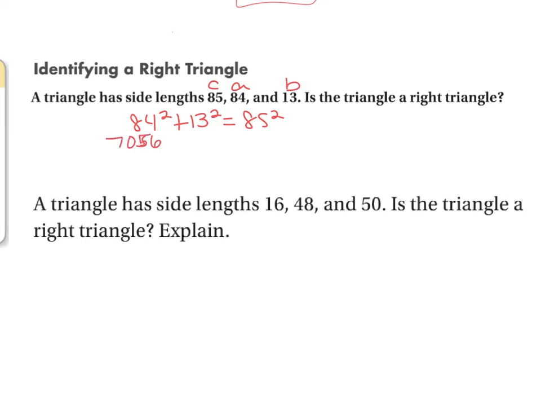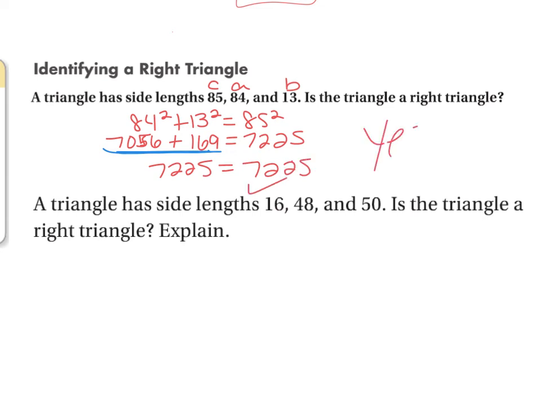7,056 plus 169 equals, what's 85 squared? 7,225. All right, now we're just going to add these two together. 7,056 plus 169, oops, I messed up, is 7,225. Do they equal each other at the end? Yes. So it's a right triangle. If they did not equal, it would be no.